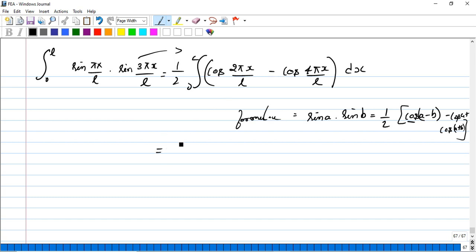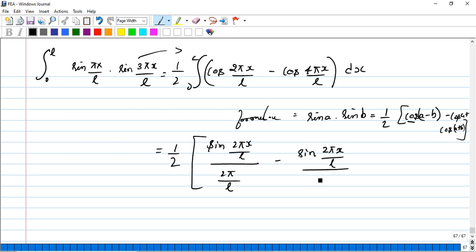So when I apply the integration, I will be getting half sine 2 pi x by L by 2 pi by L, minus the integration of this particular term, which will be sine 4 pi x by L by 4 pi by L. So again, 0 to L. When I substitute this, both the terms I will be getting as 0, and the final term I will be getting as complete term 0.